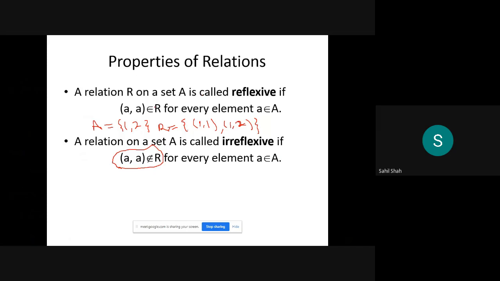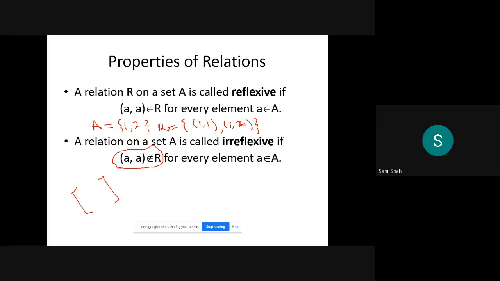So how can I represent a reflexive relation using a diagram? How can I represent a reflexive relation using a matrix? If I want to represent the binary relation R as a matrix, I would see if all the diagonal elements are 1.